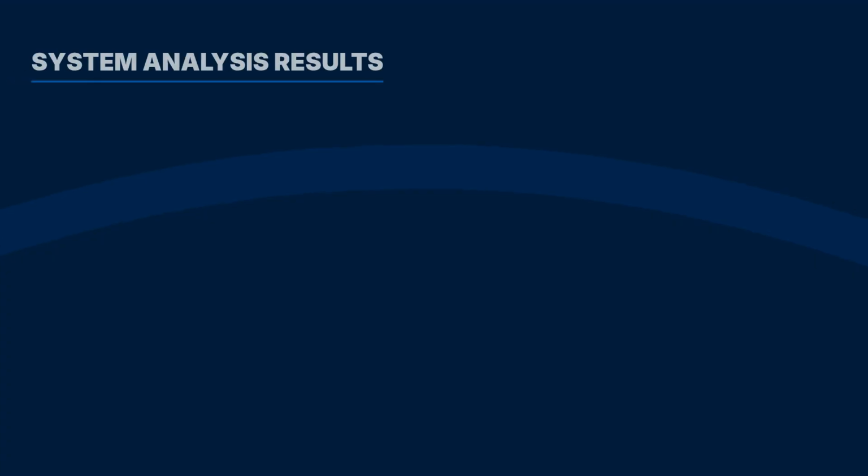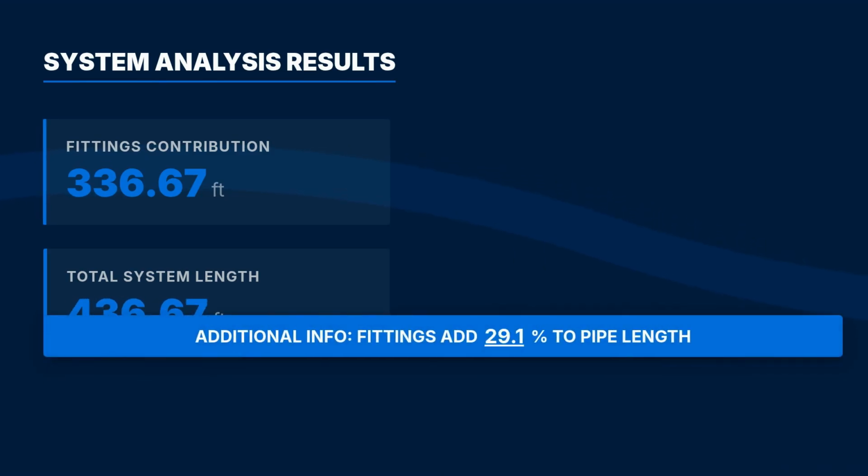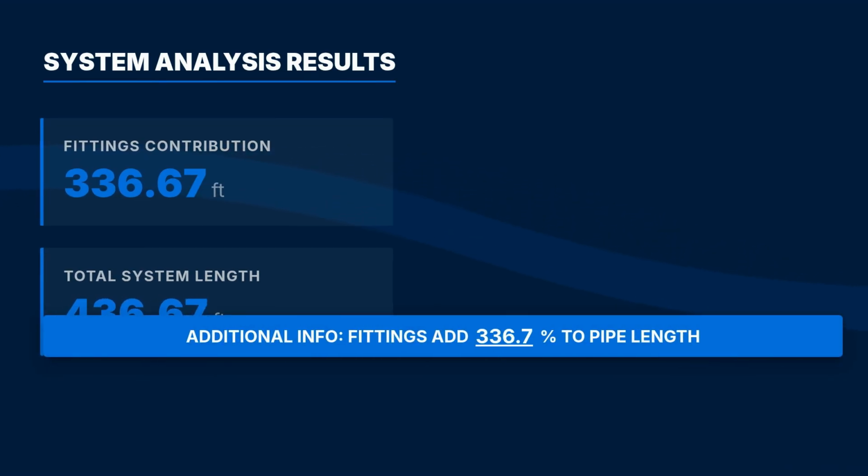336.67 feet. Fittings contribution equals 336.67 feet, and total system length equals 436.67 feet. The additional information indicates fittings add 336.7% to straight pipe length.